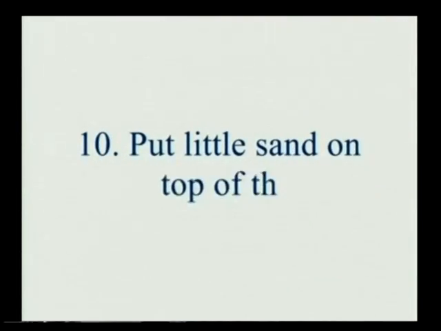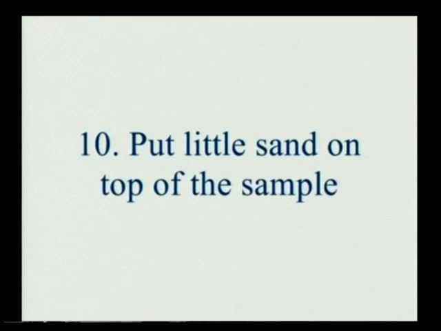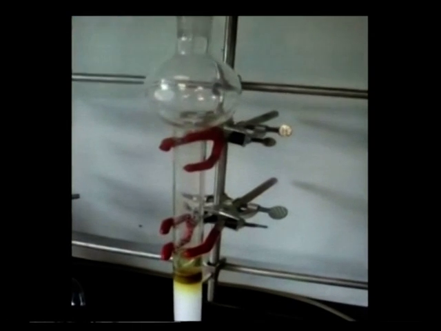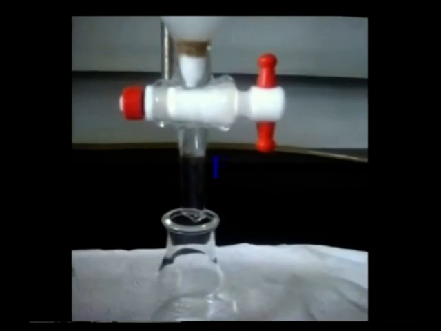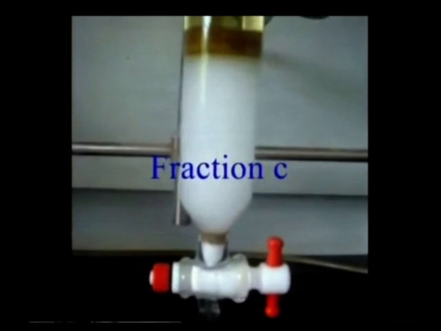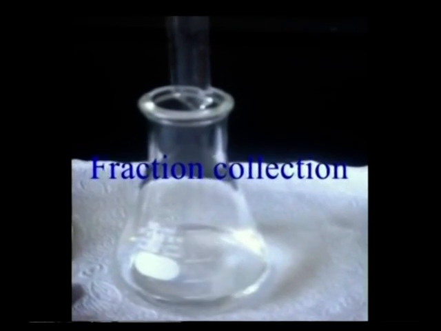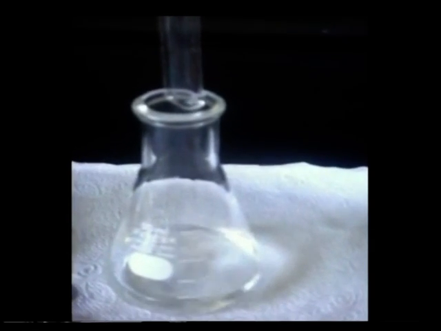Now we have to put sand on the top of the sample, because no impurities must go into the column. Care must be taken while doing all this process. Then the elution is collected out in fractions.